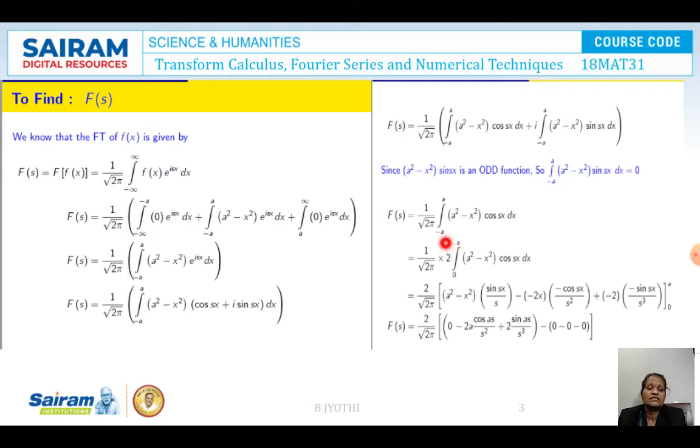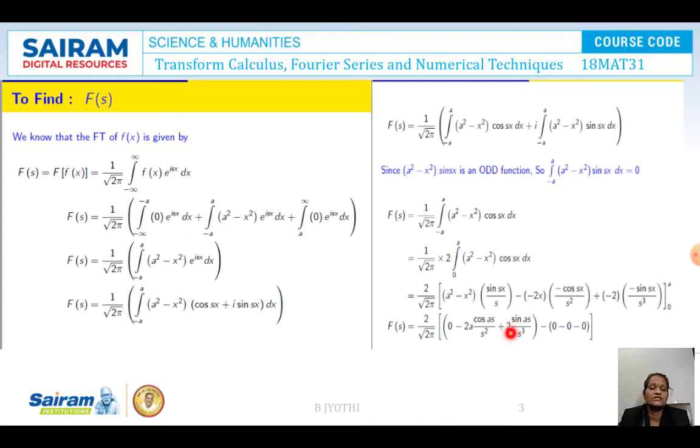Now the integral from −a to a can be written as twice the integral from 0 to a of (a² − x²) cos sx dx. Let us apply Bernoulli's rule of integration, that is the UV rule. Then (a² − x²) times the integral of cos, which is sin sx/s, minus the derivative of (a² − x²), which is −2x, times the integral of that, which is −cos sx/s², plus the derivative of 2x, which is −2, times the integral of cos, which is −sin sx/s³, with limits 0 to a.